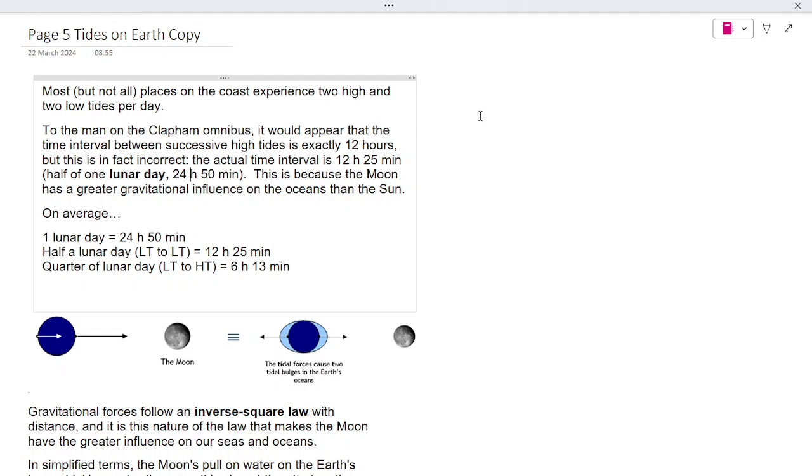Now, if you are just confused by this, I've put this data in a little table, so this you will certainly need to know and be able to apply. So one lunar day is 24 hours and 50 minutes. So the 50 minutes is the Earth catch-up time. So half a lunar day, that's low tide to the next low tide, or high tide to the next high tide, is 12 hours and 25 minutes. And a quarter of a day, which is the time interval between a low tide and then the next high tide, or vice versa, of course, is half of that, which comes out to be 6 hours and either 12 minutes or 13 minutes. It doesn't really matter too much.